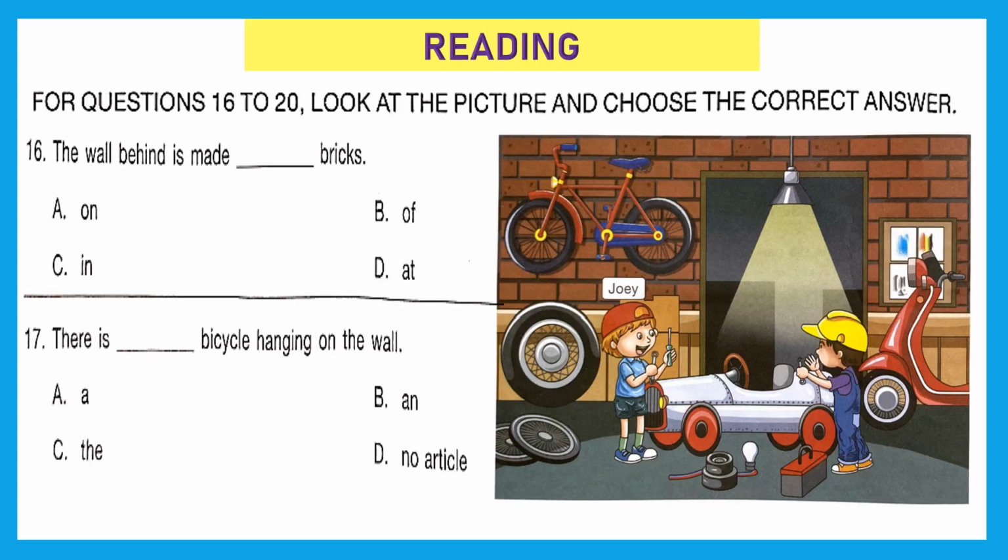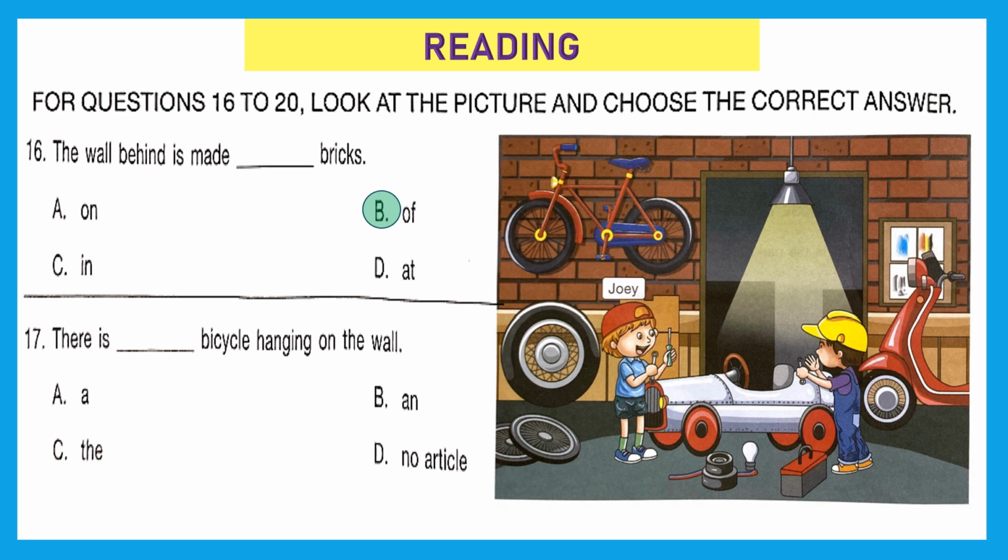Moving to the next section, that is reading. For questions 16 to 20, look at the picture and choose the correct answer. Now we have to look at the picture very closely because all the questions will come from this picture only. Question 16. The wall behind is made dash bricks. Can you see the wall behind on which the bicycle is hanging, and it is made of bricks, right? So option B, of, is the right preposition to use over here. The wall behind is made of bricks.